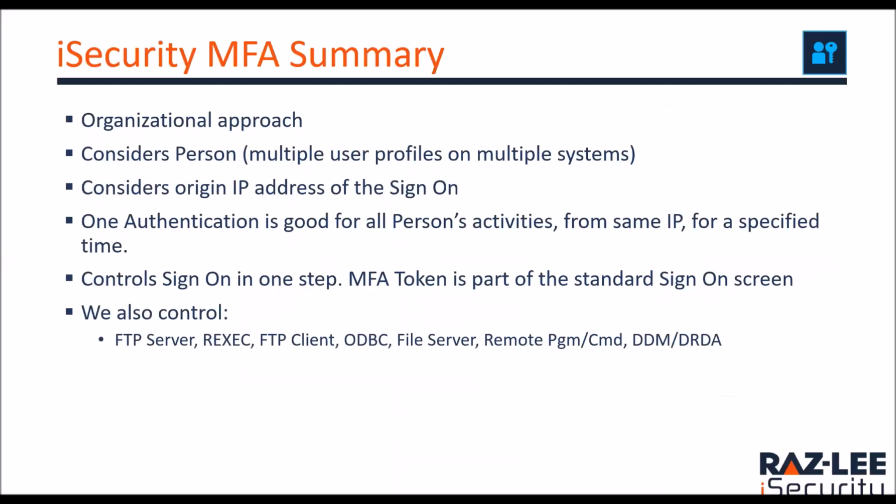As a summary, iSecurity MFA works in an organizational approach. We think about the companies and we consider the person because a person can have multiple user profiles on multiple systems. We consider the origin IP address of the sign-on, that are the locations we were talking about before. And one authentication is good enough. And this is really important. We don't want to bother a person authenticating every hour, every 2 hours, every 3 hours, or if he changed from one user profile to another and he's on the same machine, so he doesn't really need to make an authentication because it's from the same IP range, from the same user, and it's inside the same time window.